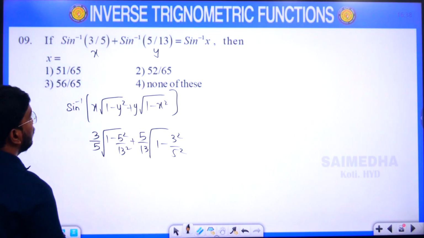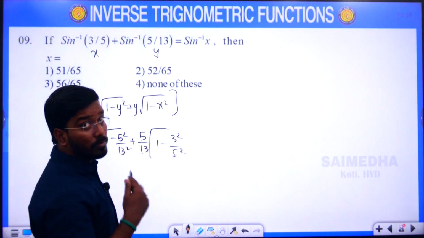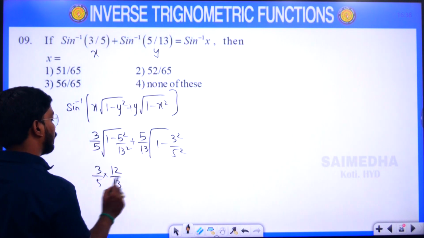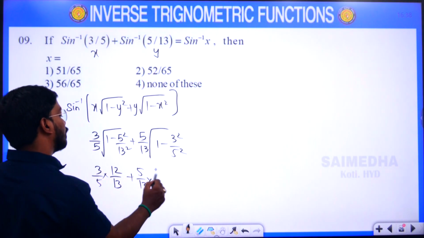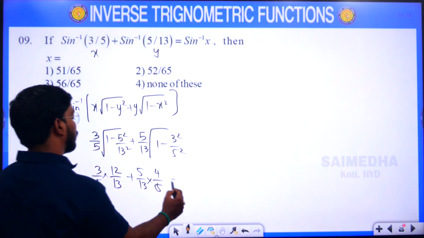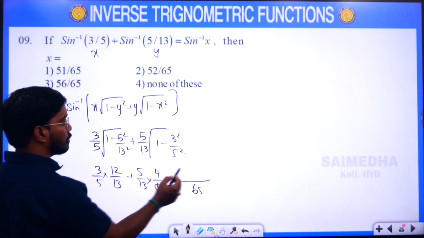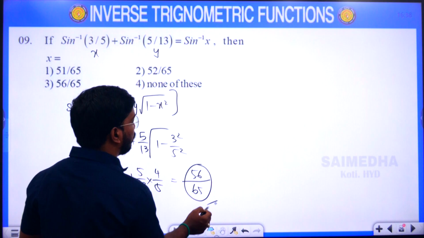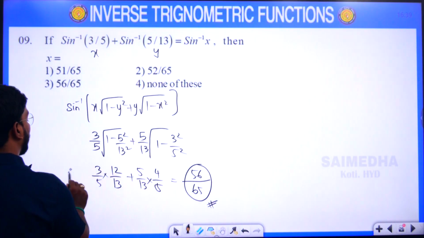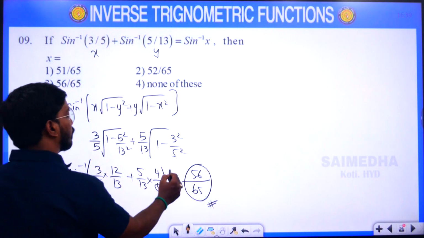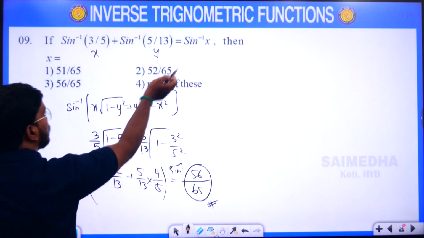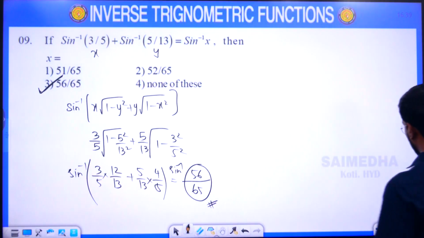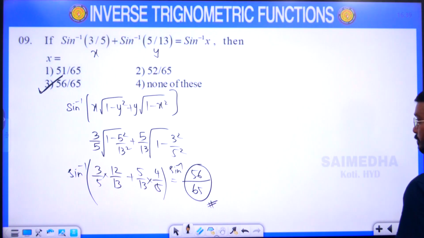So what is it going to look like? But outside we have now sine inverse. In the previous one we did it with cos inverse. So this is 12 divided by 13. Here we have 3 divided by 5, 5 divided by 13, and here we have 4 divided by 5. 13 5s are 65, 13 5s are 65. 12 3s are 36, 36 plus 20, 56. So what is the answer we have now? 56 by 65, sine inverse of 56 by 65. So yes, this is absolutely correct. In the previous problem we did it with cos, and the answer was 33 by 65. Pause the video, note it down.